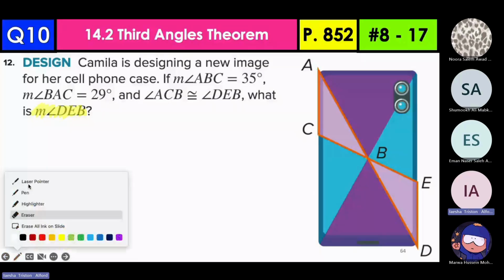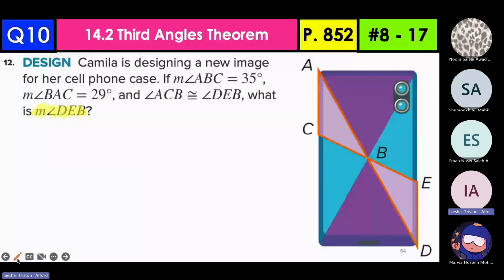116. Okay, let me get a different color. Oh, sorry, guys. It's the highlighter. So this one is going to be 35 degrees.